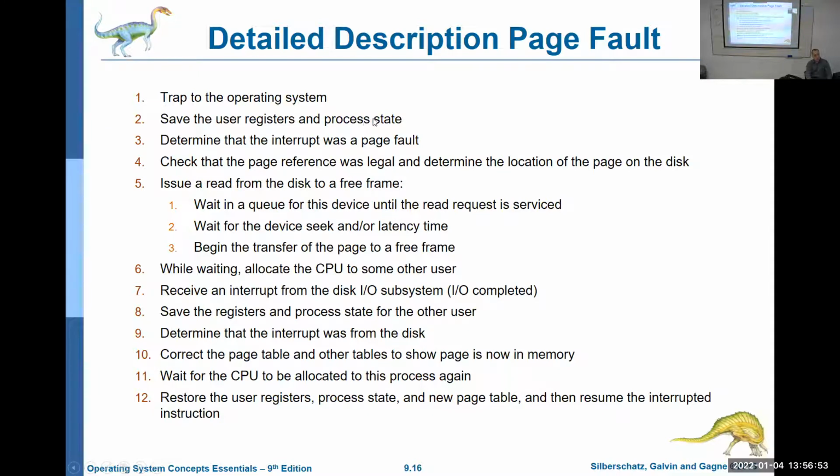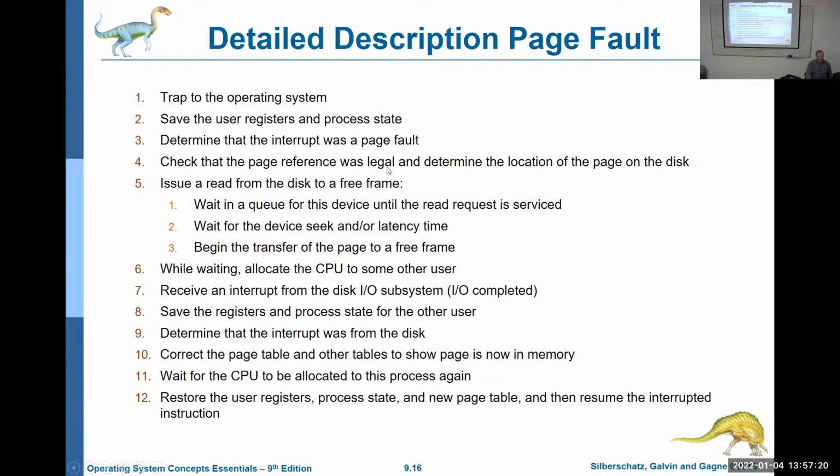Maybe it's a fault because we're supposed to switch to another process. Maybe the process went to IO. Remember we learned about that? Maybe it's a scheduling issue. So we don't know what the trap is. The first thing we're going to do is save the user registers and process state. Then we're going to determine that the interrupt was not because of time limits or because it went to IO, but because of a page fault. So then we're going to check that the page reference was legal.